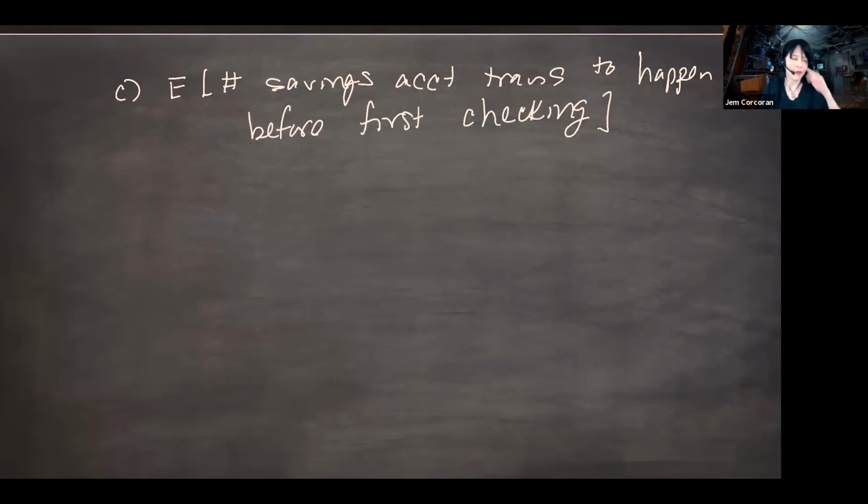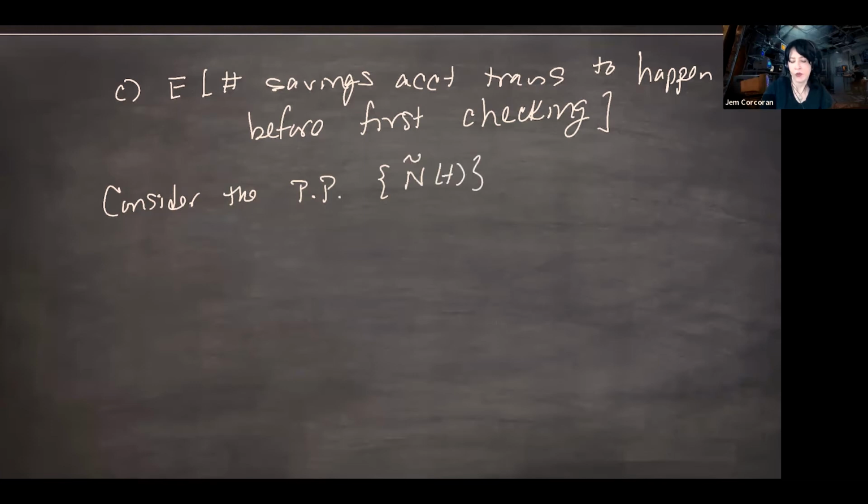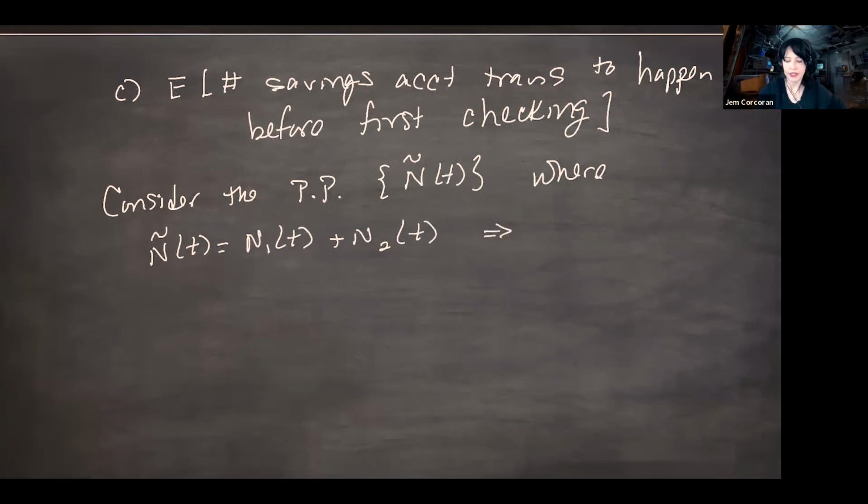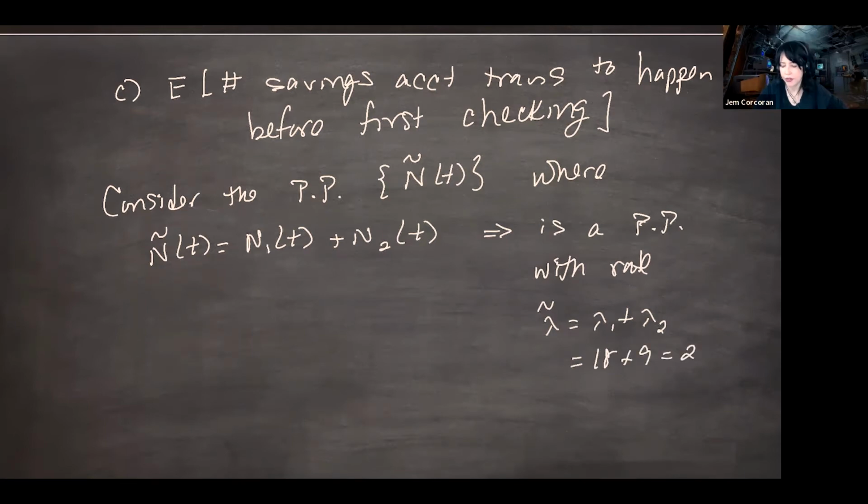If you're going to do a more mathematical approach, though, what I would do is get rid of the mortgages, and I would consider a Poisson process I'm going to call N tilde of T, defined to just be the checking and savings account processes added together. This is a superposition of Poisson processes, and it is a Poisson process with rate lambda tilde, which is lambda 1 plus lambda 2, which was 18 plus 9, or 27.